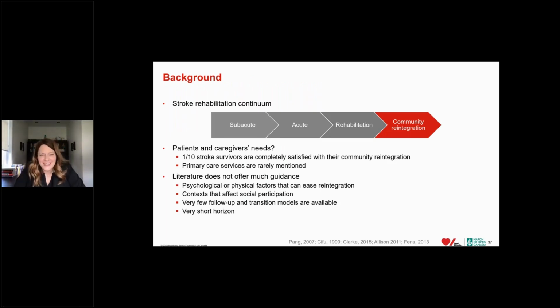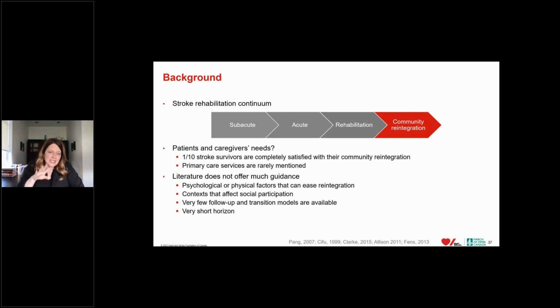Here it is. So as Dr. Shamy introduced, the continuum of care following a stroke consists of 4 steps that end with community reintegration. And these 4 steps will last between 7 and 14 years according to the literature.